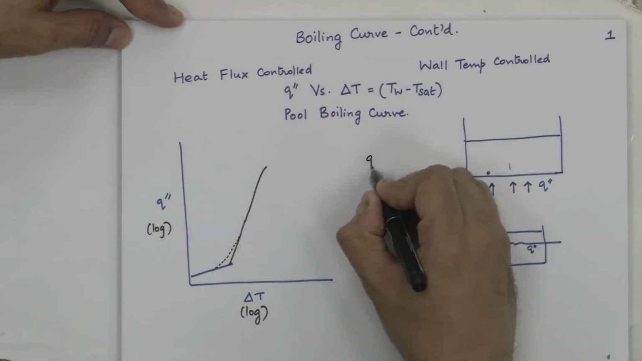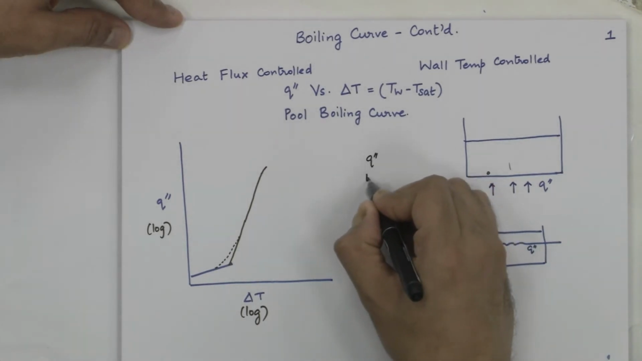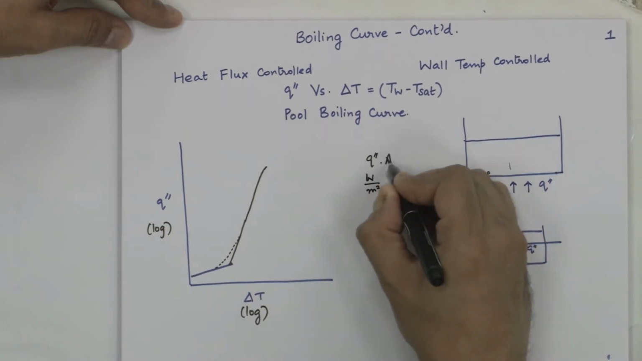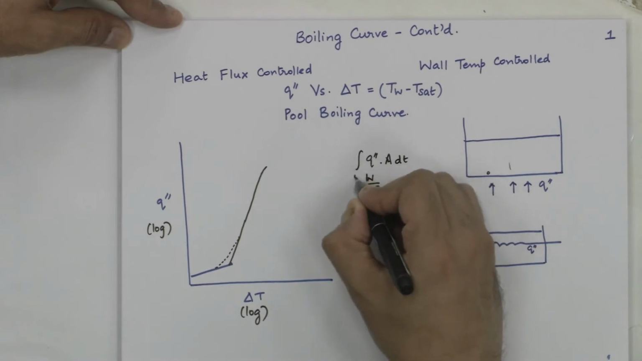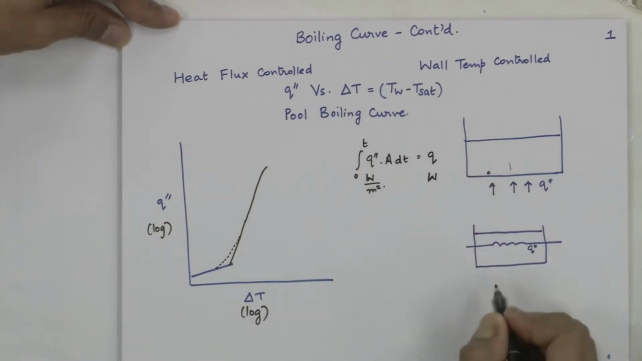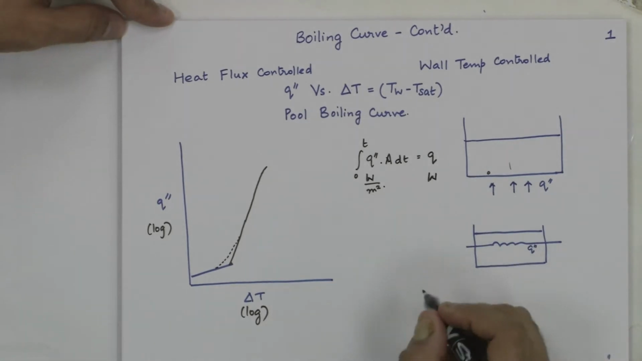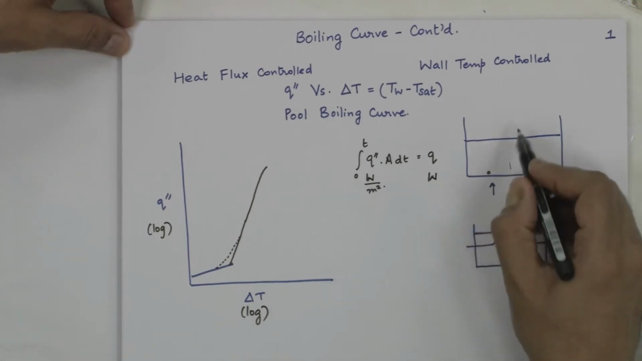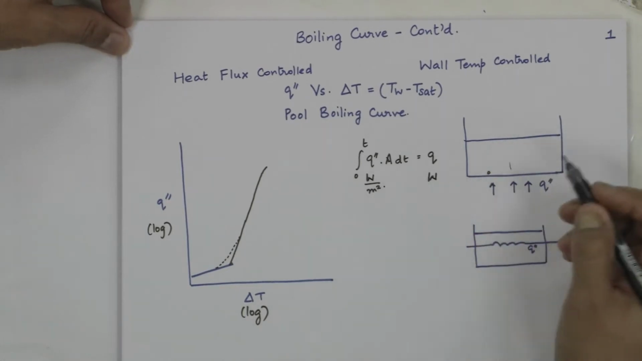So, integral Q double prime, this is watt per meter squared, times area of the heater surface, times dt, integral 0 to t, is going to be your total heat. This is your wattage. So, if I go on heating for a particular amount of time, there would come a situation where all the water from this pool is evaporated.